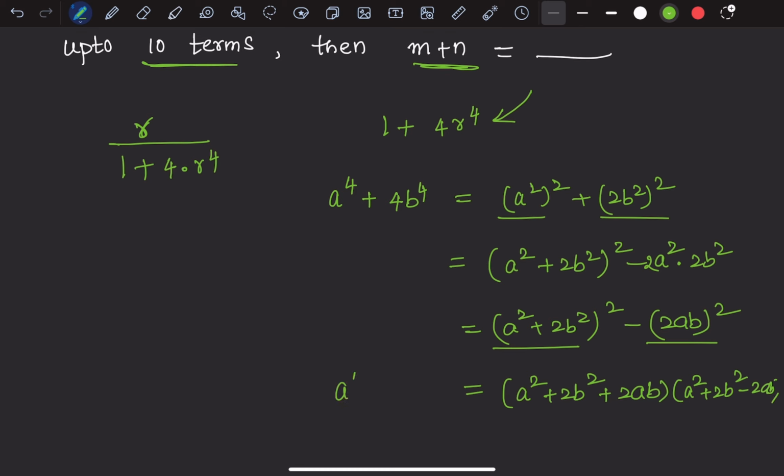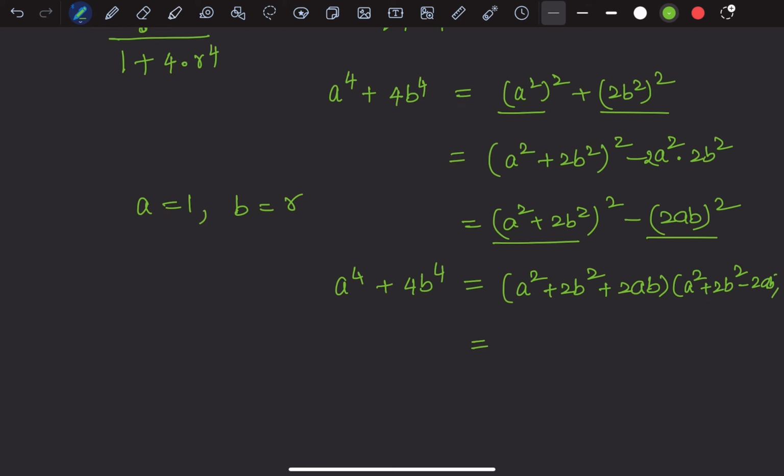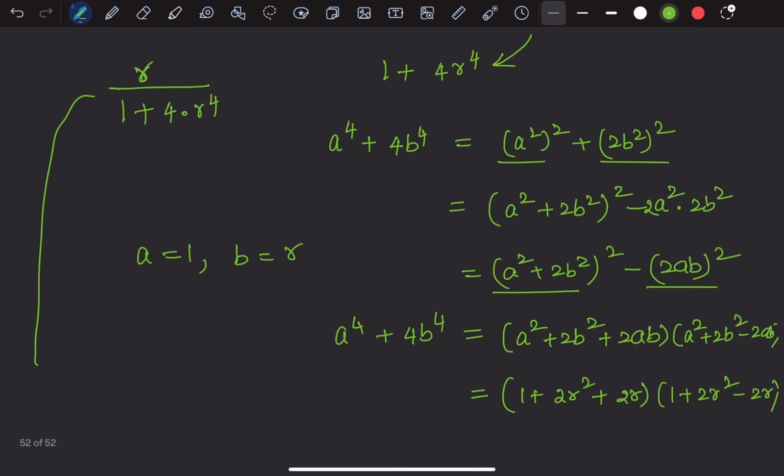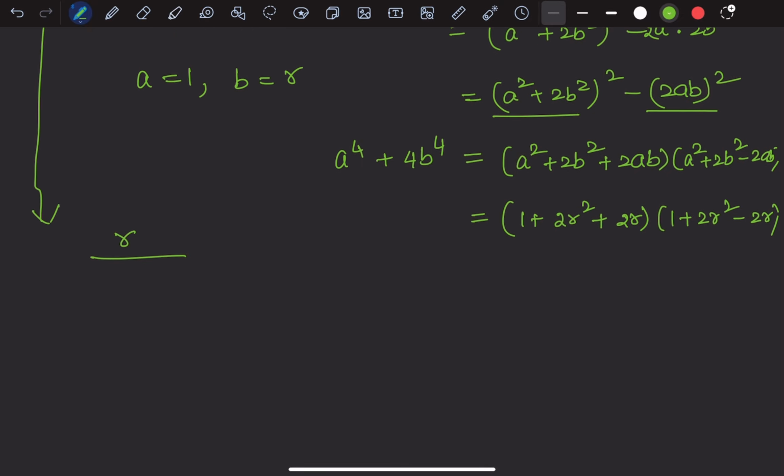Alright, this is known as Sophie Germain identity. Now in your question, a is equal to 1 and b is equal to r. So this will be (1 + 2r^2 + 2r) multiplied by (1 + 2r^2 - 2r). So now this r upon 1 + 4r^4 can be written as r upon (1 + 2r^2 + 2r) multiplied by (1 + 2r^2 - 2r).